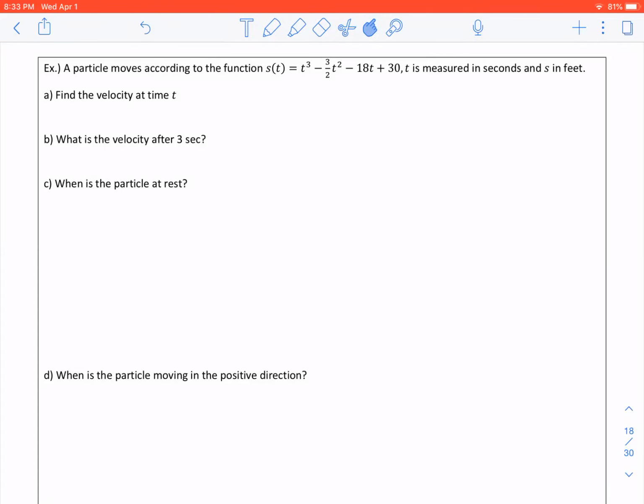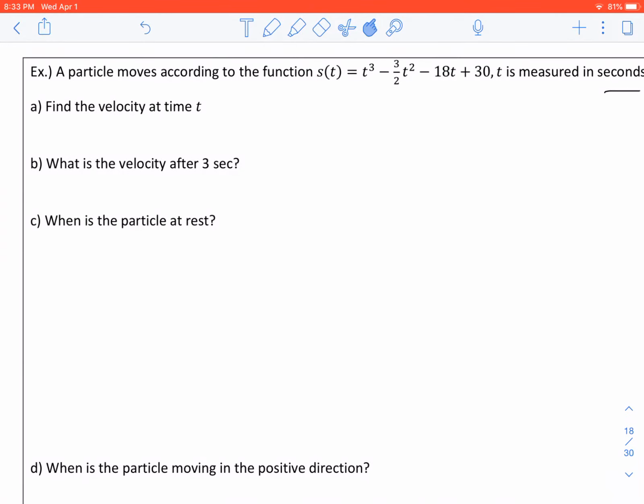This is still section 3.7. I'm on page 18 of our chapter 3 part 2 notes. The example on the page says a particle moves according to a function s of t equals, and they give you guys a function. t is measured in seconds and s is measured in feet. So the first thing says to find the velocity function at time t.